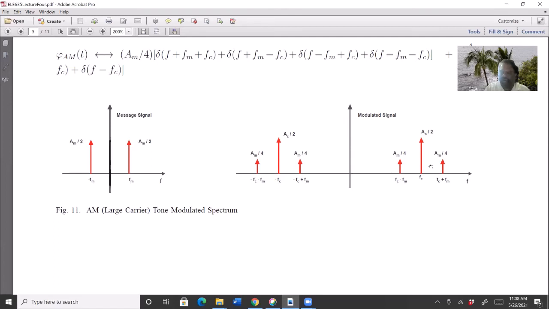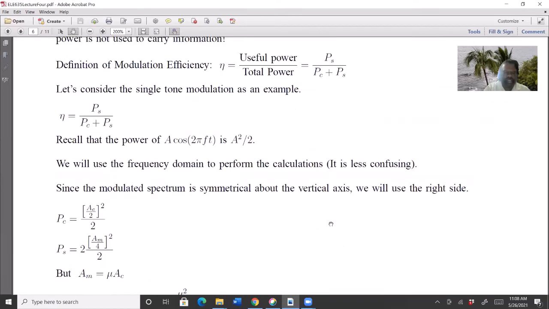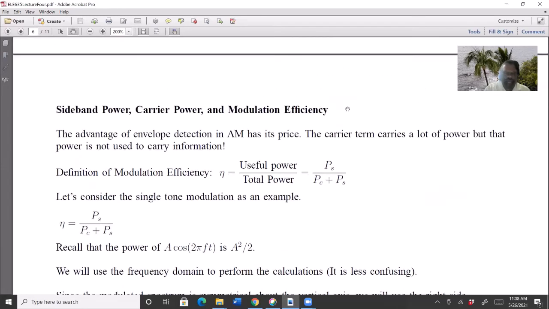So here, if you look at this, the message information is here and here, and this is wasted. So P sub S comes from this and this, and P sub C comes from this. So let's do a simple calculation. Remember I earlier said the power of a sinusoid signal is the amplitude squared divided by 2. So in this formula, we are still on tone modulation.